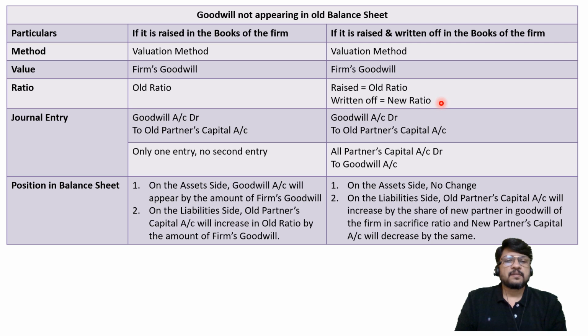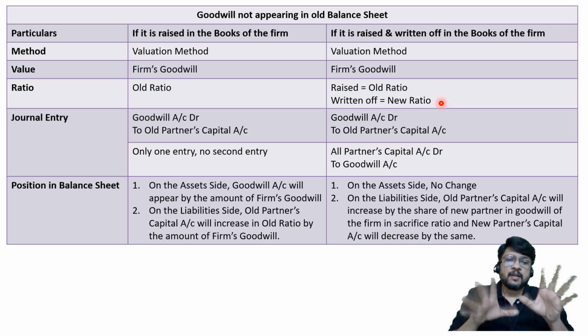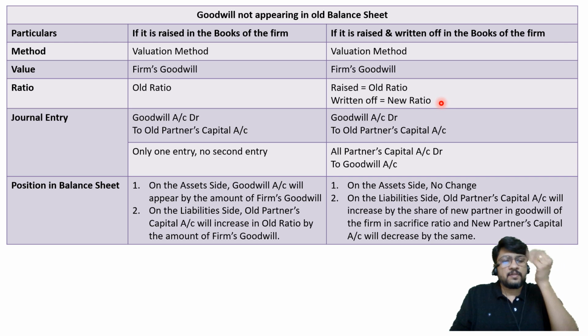So the idea is, if the new partner is bringing his share of goodwill in cash, we are happy. We are saying bring in cash and we will transfer it to old partners. If you are not bringing it in cash, then we'll record it in our books. It is as good as asset revalued. This asset of goodwill, which is having a zero value in the existing balance sheet, is required to be increased. That's what we are doing.